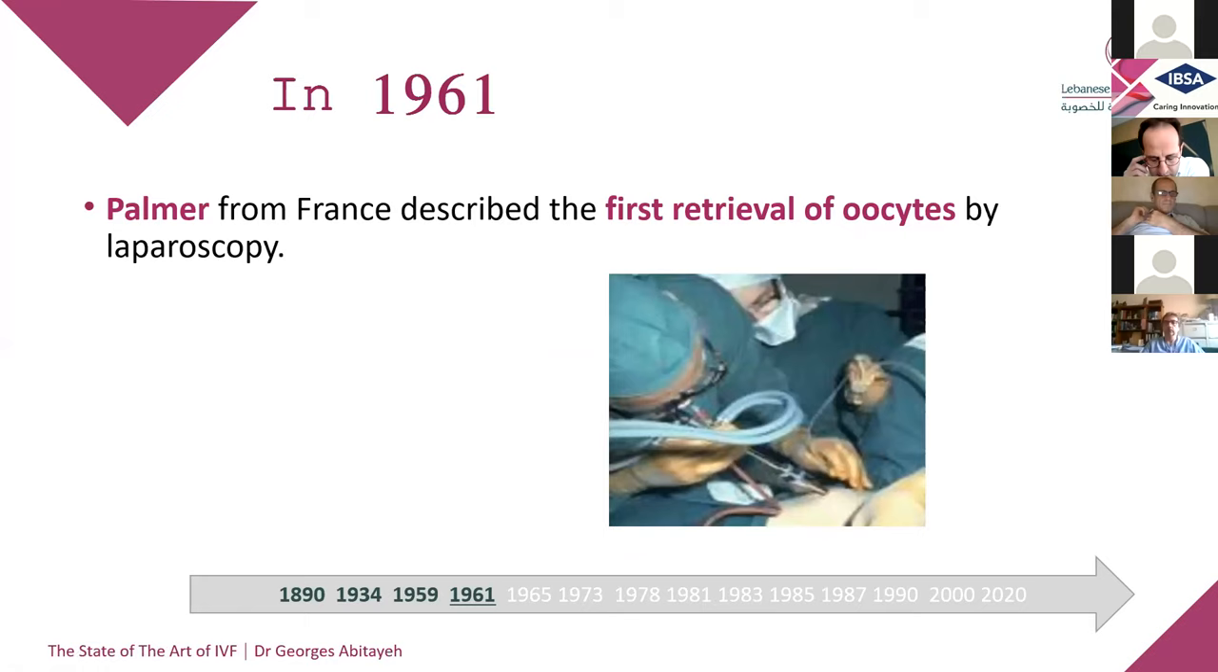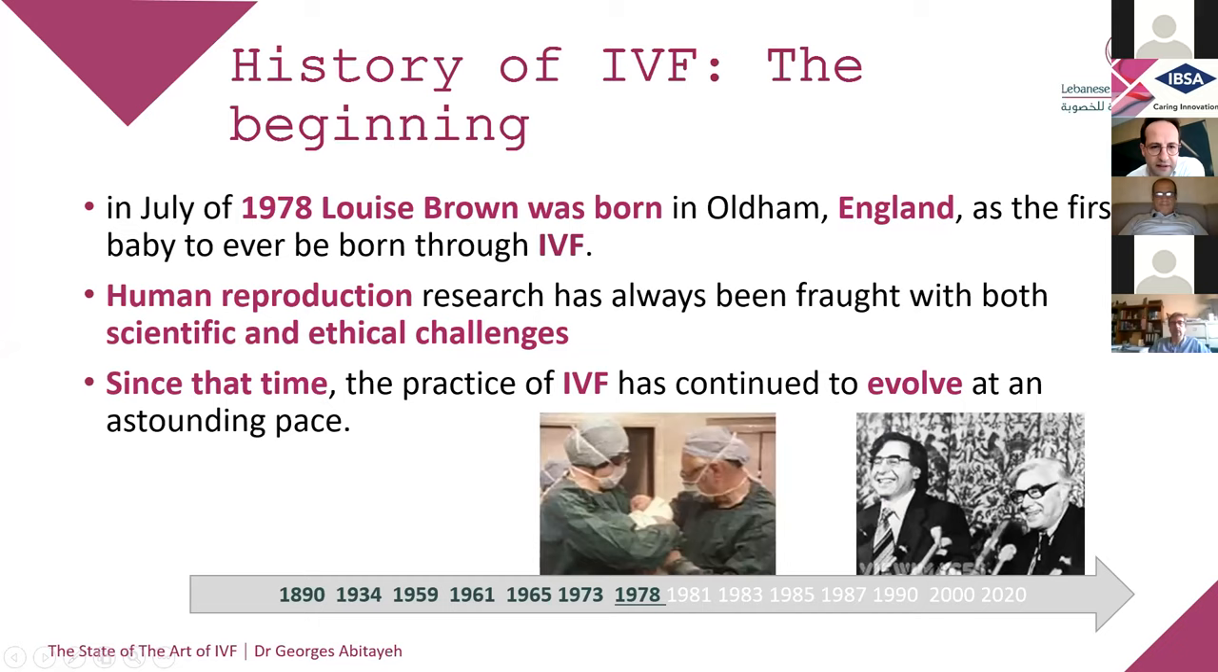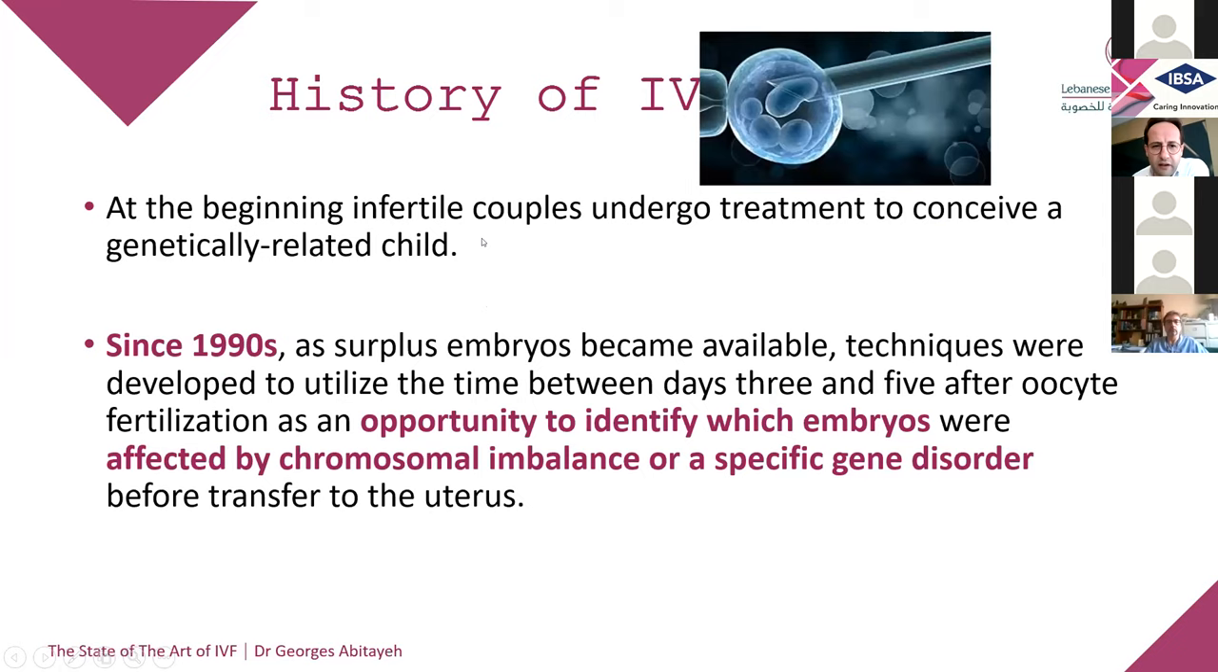before retrieval. And after, the big event was in 1978, when Louise Brown was born in England, the first human IVF child. And since that time, IVF continued to evolve. The whole target is to have the best quality of embryos, the best quality of results, and to improve our results in IVF. And at the beginning, infertile couples underwent treatment to conceive a genetically related child.